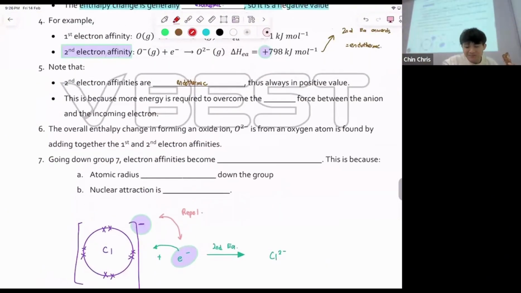Zero sugar, my ass. Okay, so guys, highlight: energy is required to overcome the repulsive forces between the anion and the incoming electrons.